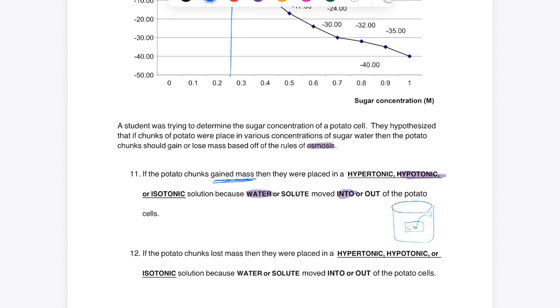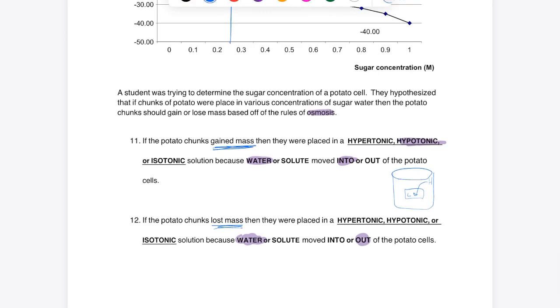The next one, I noticed that these potato chunks are going to lose mass. Why would they lose mass? They would lose mass because water is leaving the potato cells. So why would water leave the potato cells? Let's draw ourselves a little picture. Water is going to leave when the concentration of water is high inside and the concentration of water is low outside. So why would the concentration of water be low outside? Because we have more solute outside, therefore my solution must be hypertonic.